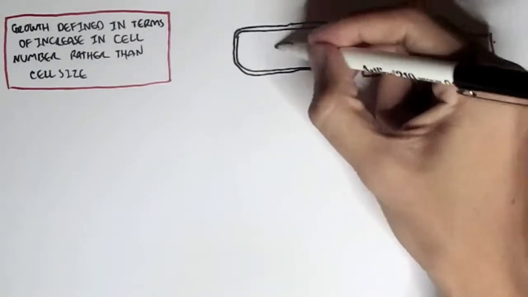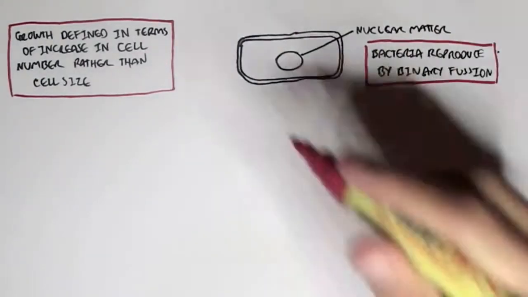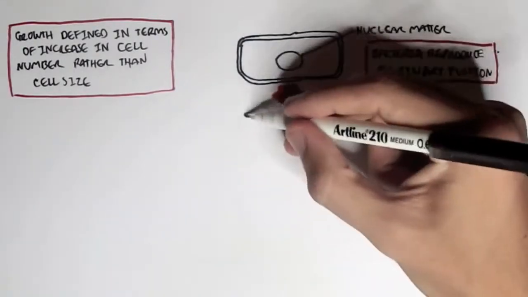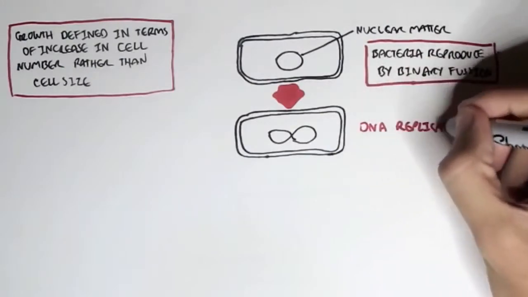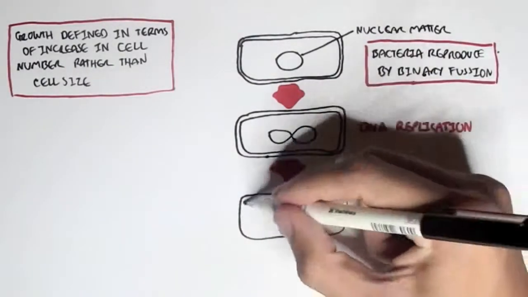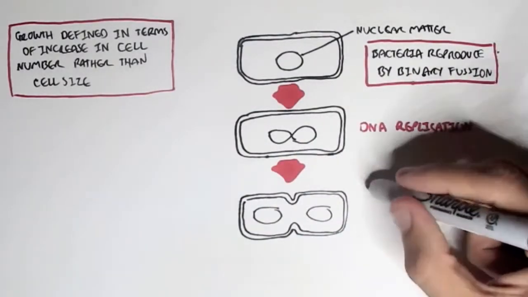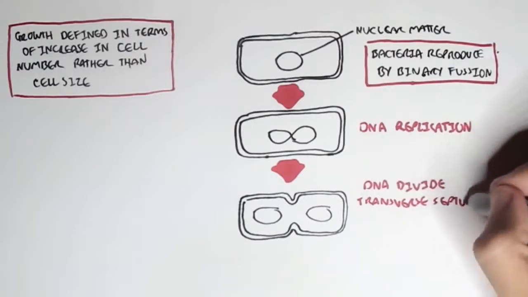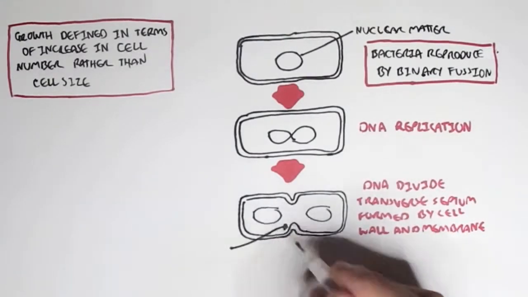So here we have a simple bacteria with the DNA inside, circular DNA, might I say, nuclear matter. Next, the DNA will be replicated during binary fission, replicated like so. And then the DNA will divide, and what's called a transverse septum will be formed by the cell wall and the membrane. So sort of like a dent. So here we have the transverse septum.